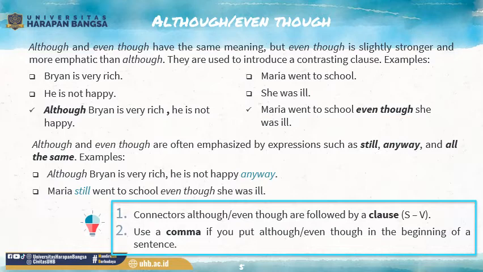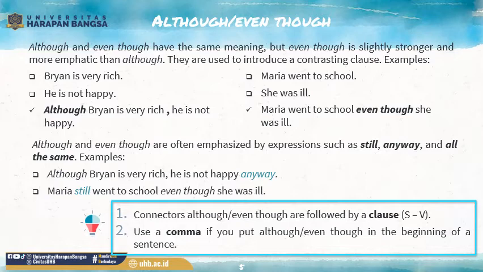Let's see the examples. Brian is very rich. He is not happy. So two contrasting ideas ya. Ada dua contrasting ideas dalam dua kalimat. Sekarang kita gabungkan menjadi satu dengan menggunakan kata hubung yaitu although. So the sentence will be although Brian is very rich, he is not happy. Meskipun Brian sangat kaya, dia tidak bahagia.